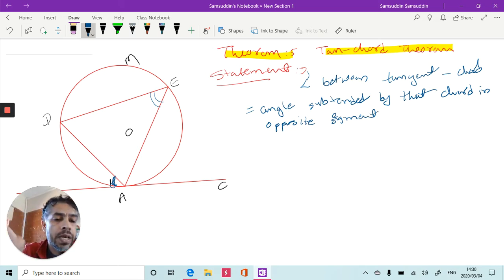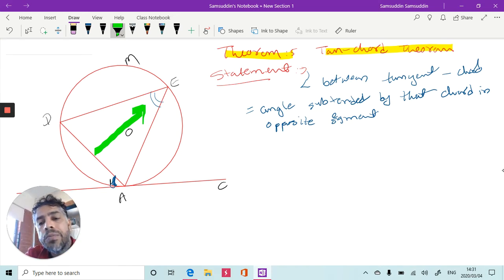So if you are looking at this diagram, the angle between the chord and the tangent is that A1. The chord AD is involved with that angle. If I'm looking at the angle subtended by that chord in the opposite segment, I'm talking about this angle E. So at the end, I need to prove angle A1 equals E. That's my target.